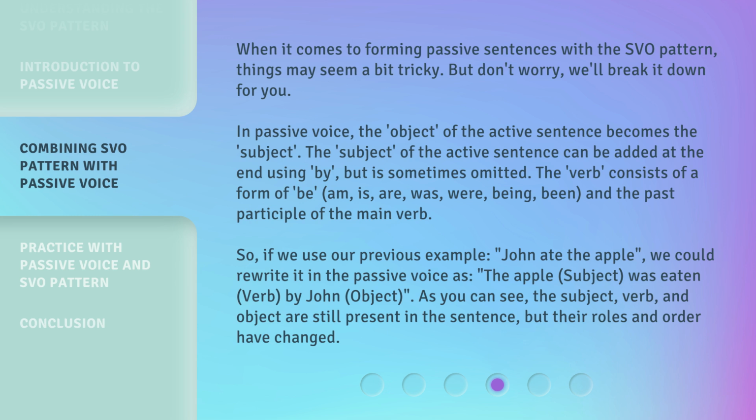The verb consists of a form of be (am, is, are, was, were, being, been) and the past participle of the main verb. So, if we use our previous example, John ate the apple, we could rewrite it in the passive voice as the apple (subject) was eaten (verb) by John (object). As you can see, the subject, verb, and object are still present in the sentence, but their roles and order have changed.